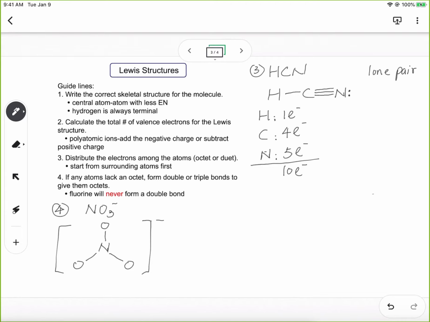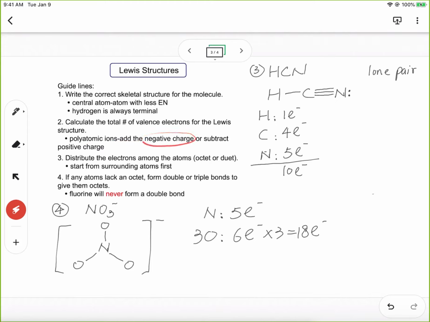All right, now we go to second step, calculate the valence electrons. Nitrogen, group 15, 5 valence electrons. Oxygen, 6 valence electrons. Of course, you have 3, so multiply that by 3, so you have 18 valence electrons. Now, be careful. We said that's the note of step 2. If the ion is an anion, negatively charged, then you need to add the charge when you count the valence electrons.